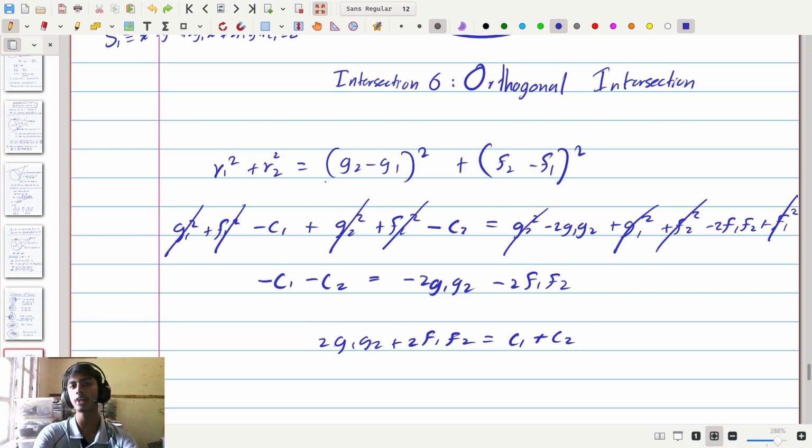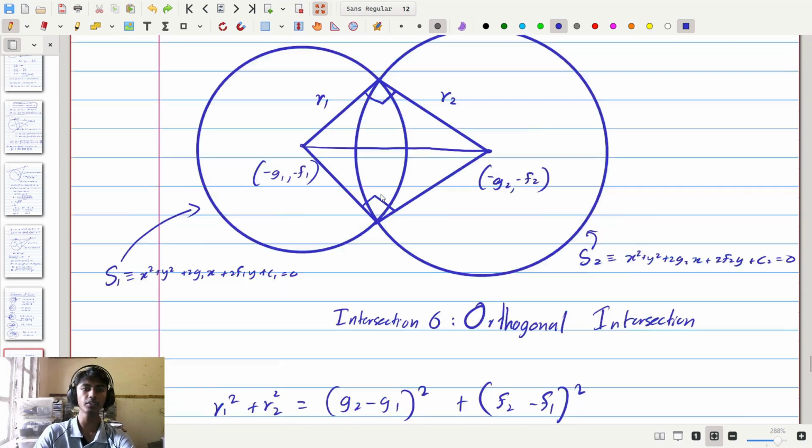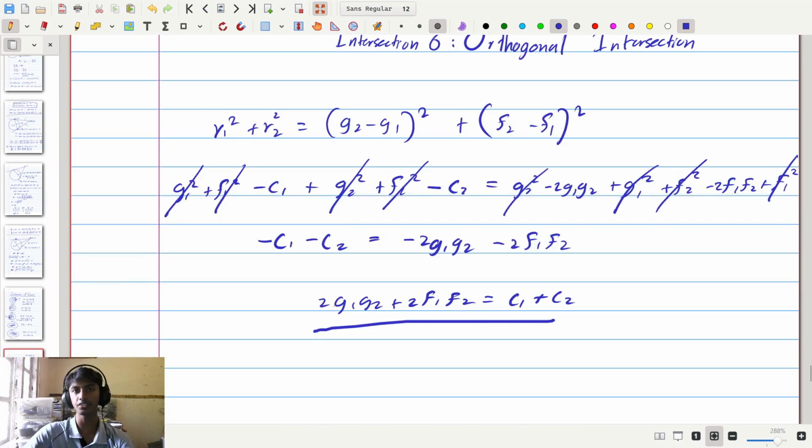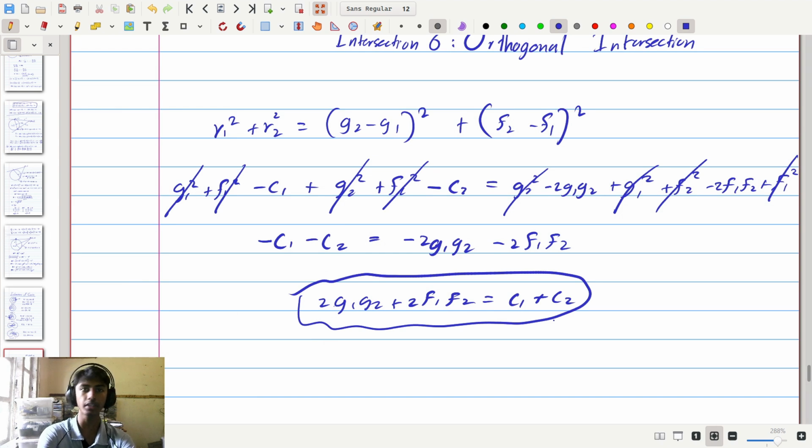If two circles are such that 2 times g1 times g2 plus 2 times f1 times f2 is equal to c1 plus c2, where all of those constants are what they normally are in the equations of circles, given that condition being satisfied, we can say that the two circles S1 and S2 intersect orthogonally. Now this is slightly different from the rest of the intersections, and we are actually required to remember this equation and use it in some certain equations.